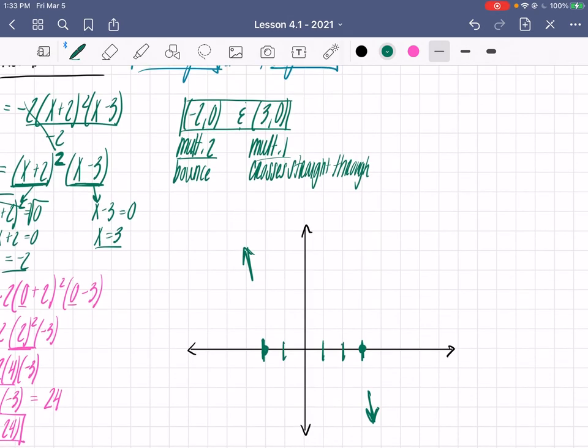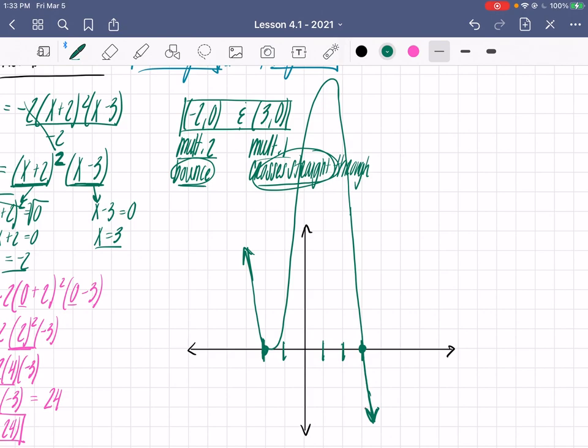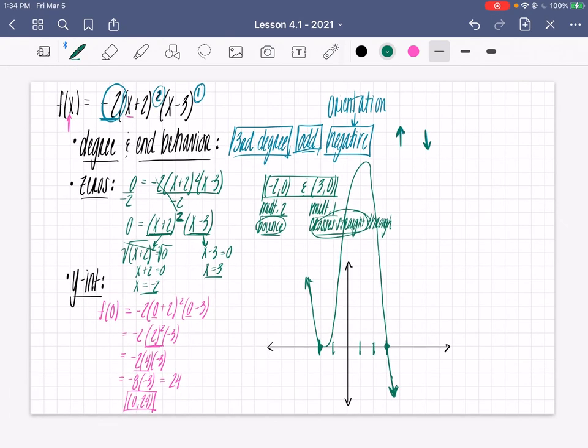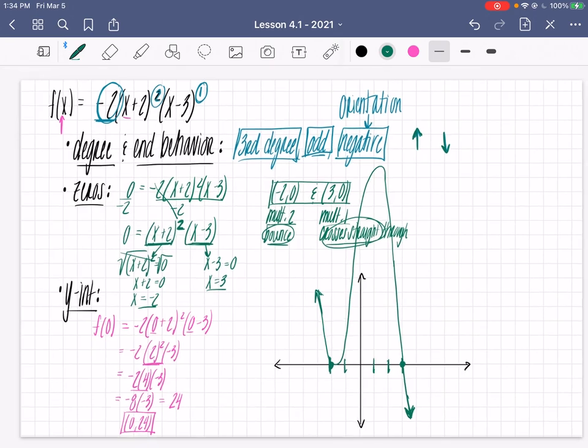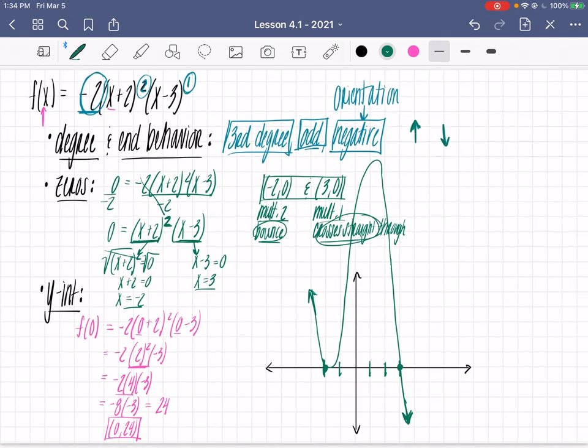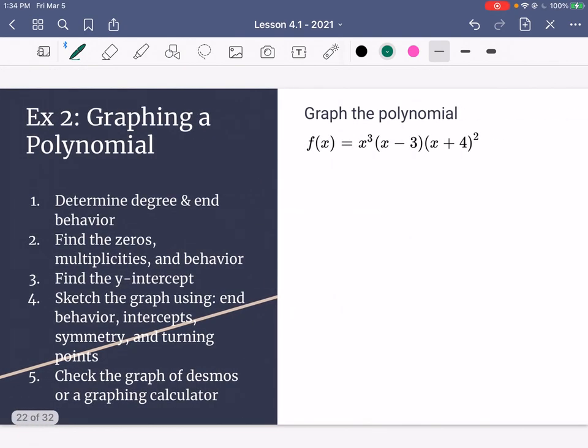Okay, then at negative 2, 0, I need to look back at the multiplicity and see what it does. So negative 2, 0, it's got to touch it and bounce. So it bounces back up, and I know that's going to go way up here, 0, 24, wherever that is. And then it's got to come back down to go through 3, 0, and it crosses straight through. So it's going to cross straight through and then keep going down. Okay, so something like that. Again, this is a rough sketch, so we're not going to have all of the exact points, but this gives you a gist of it, which is awesome. Okay.